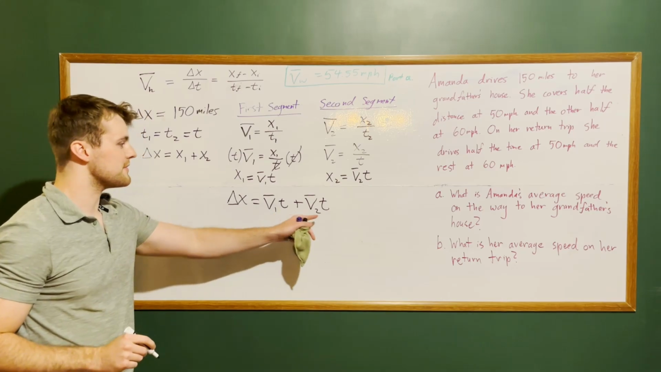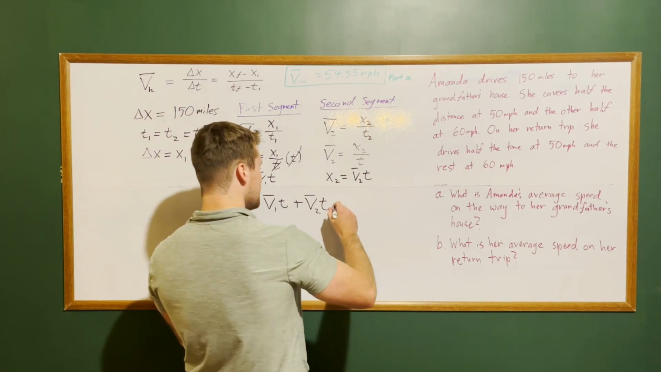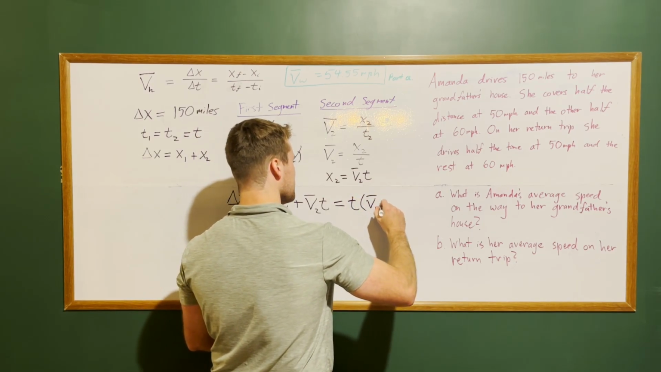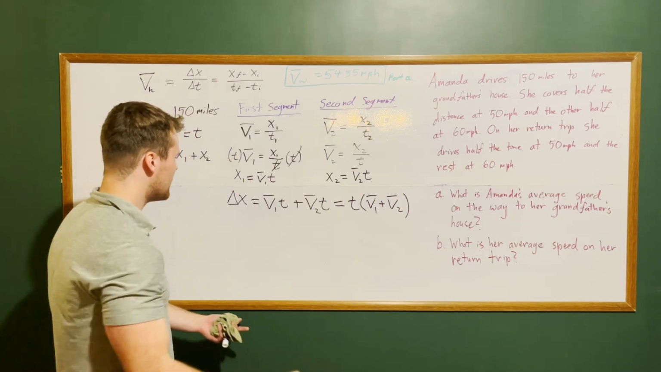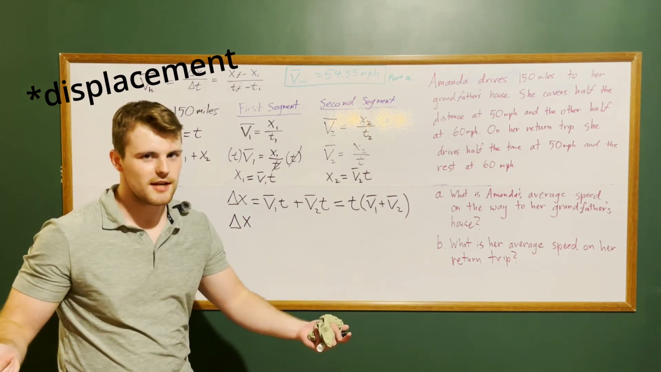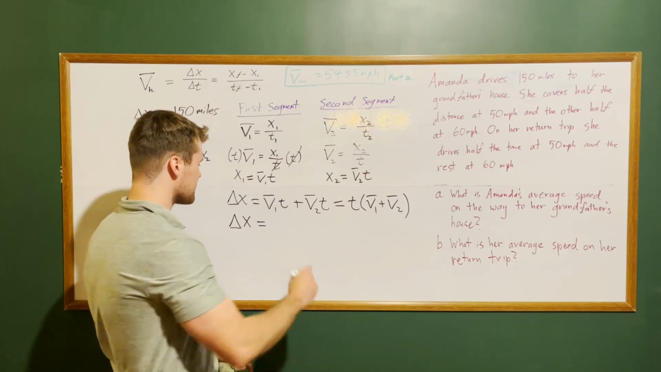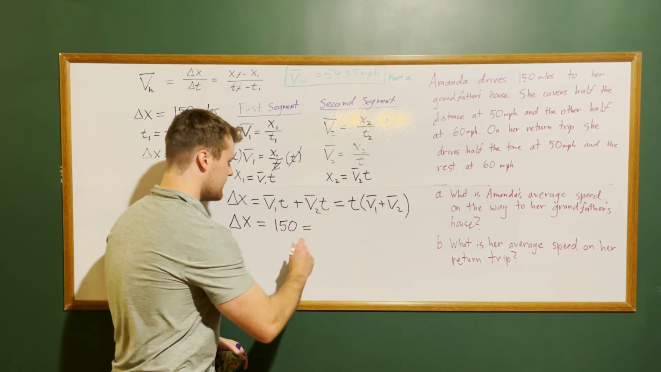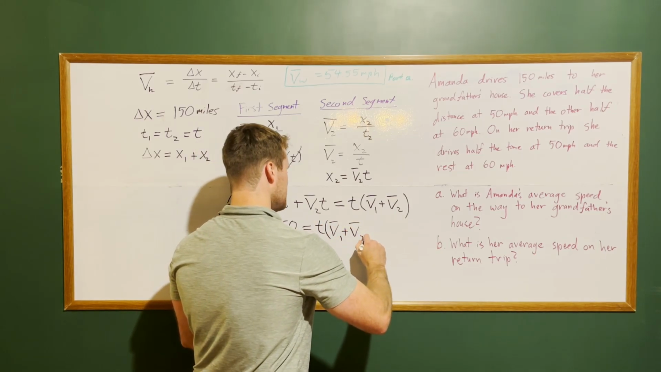And now I'm going to factor out this t to make it look a little bit nicer. You don't even have to do this, but I like doing it. We have this equals t times (v bar 1 plus v bar 2). So, okay, what can we do now? Well, delta x is just our total distance over the trip on her way home. Well, that's given in the problem. That's just 150 miles. So 150 equals t times (v bar 1 plus v bar 2).